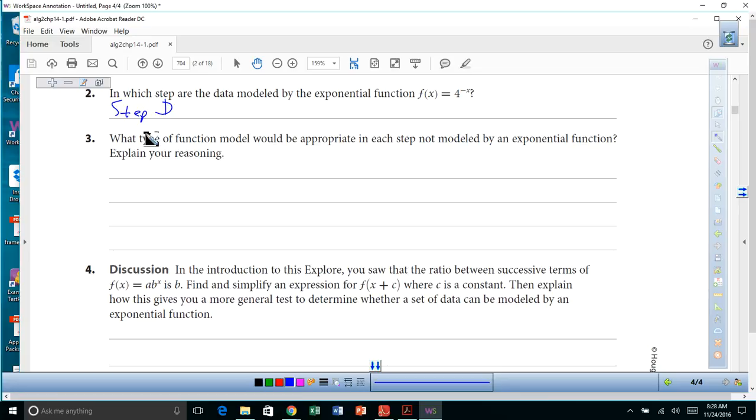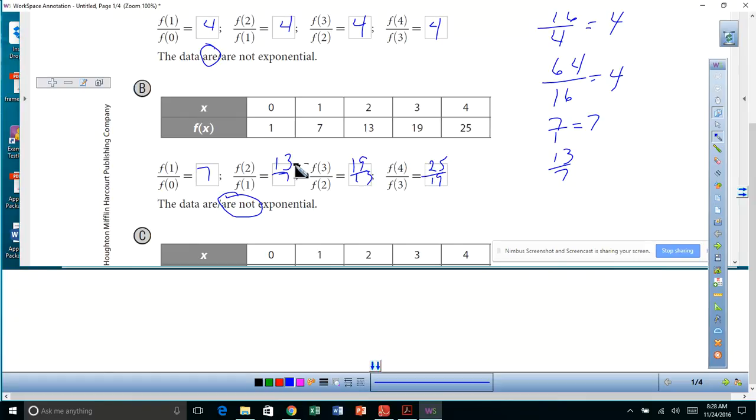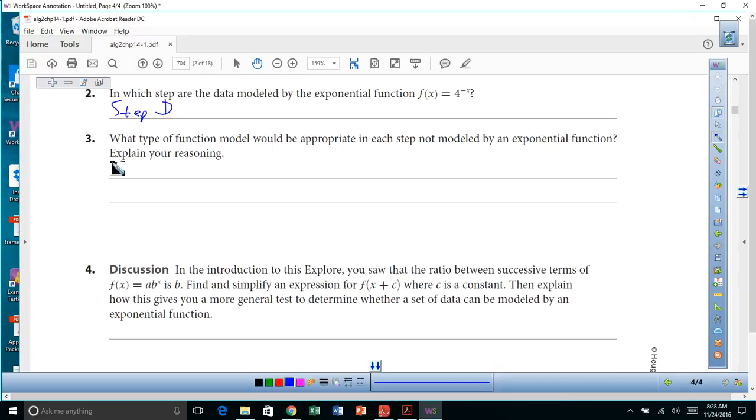Well, let's go back up and look at B. There's B, and let's see here. What's the difference between these two? You got 6, you got 6, you got 6. You got a common difference of 6 on B. So that's linear. Step B is linear.